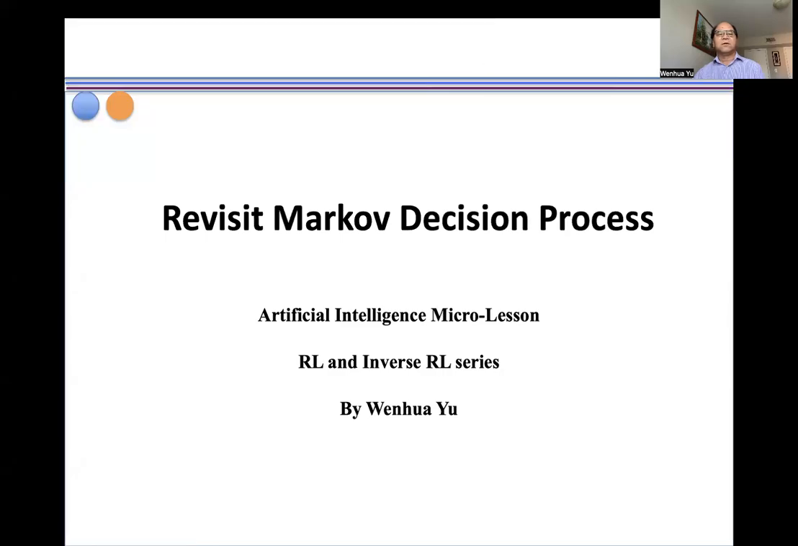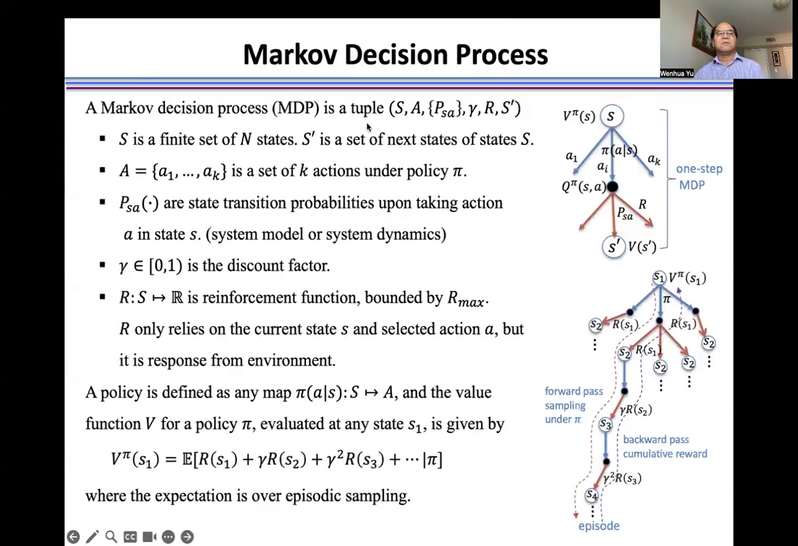In this video, I further investigate the Markov decision process. A Markov decision process is a tuple that includes a current state, action taken at the current state, state transition probability, future discount factor, incident reward, and the next state.